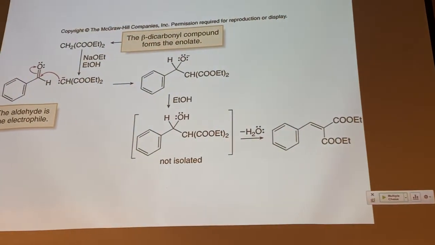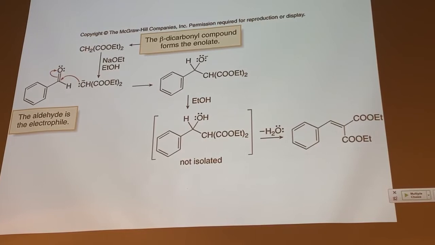Okay. So here we have formation of the enolate. When we expose a 1,3 dicarbonyl compound to ethoxide, do we get a small amount of the enolate, or do we get complete and quantitative formation of the enolate? Do we have an equilibrium arrow here or not? Okay, so that suggests that we get basically 100% of the enolate and none of the starting compound.